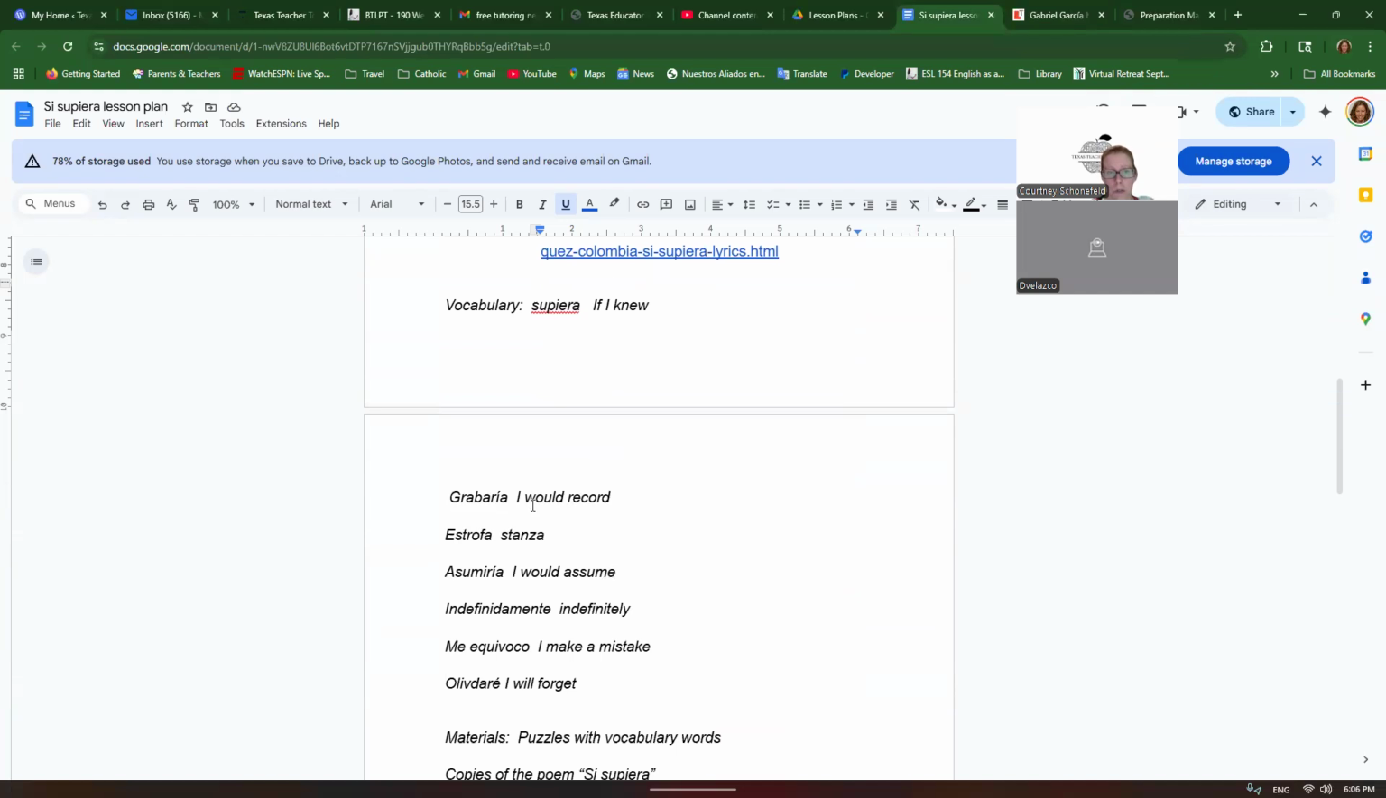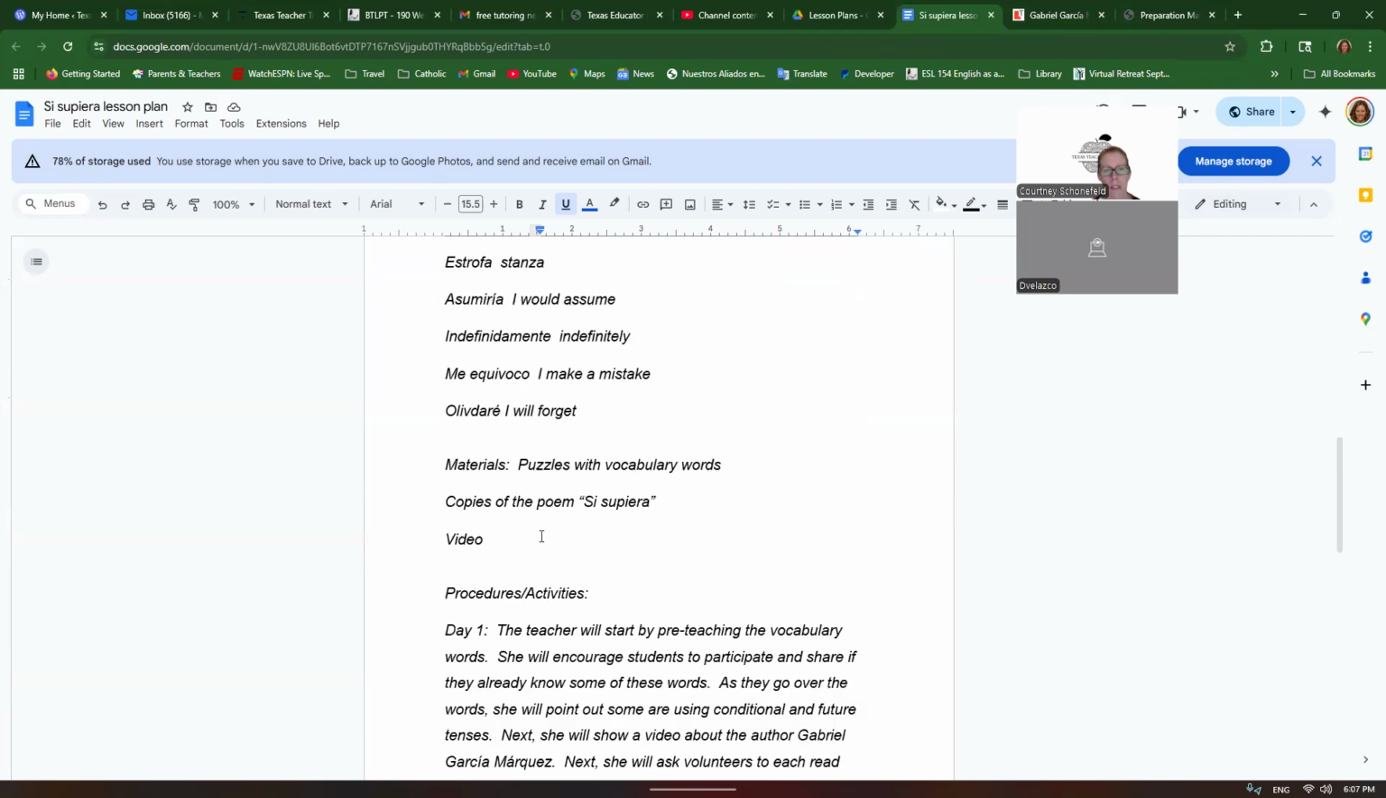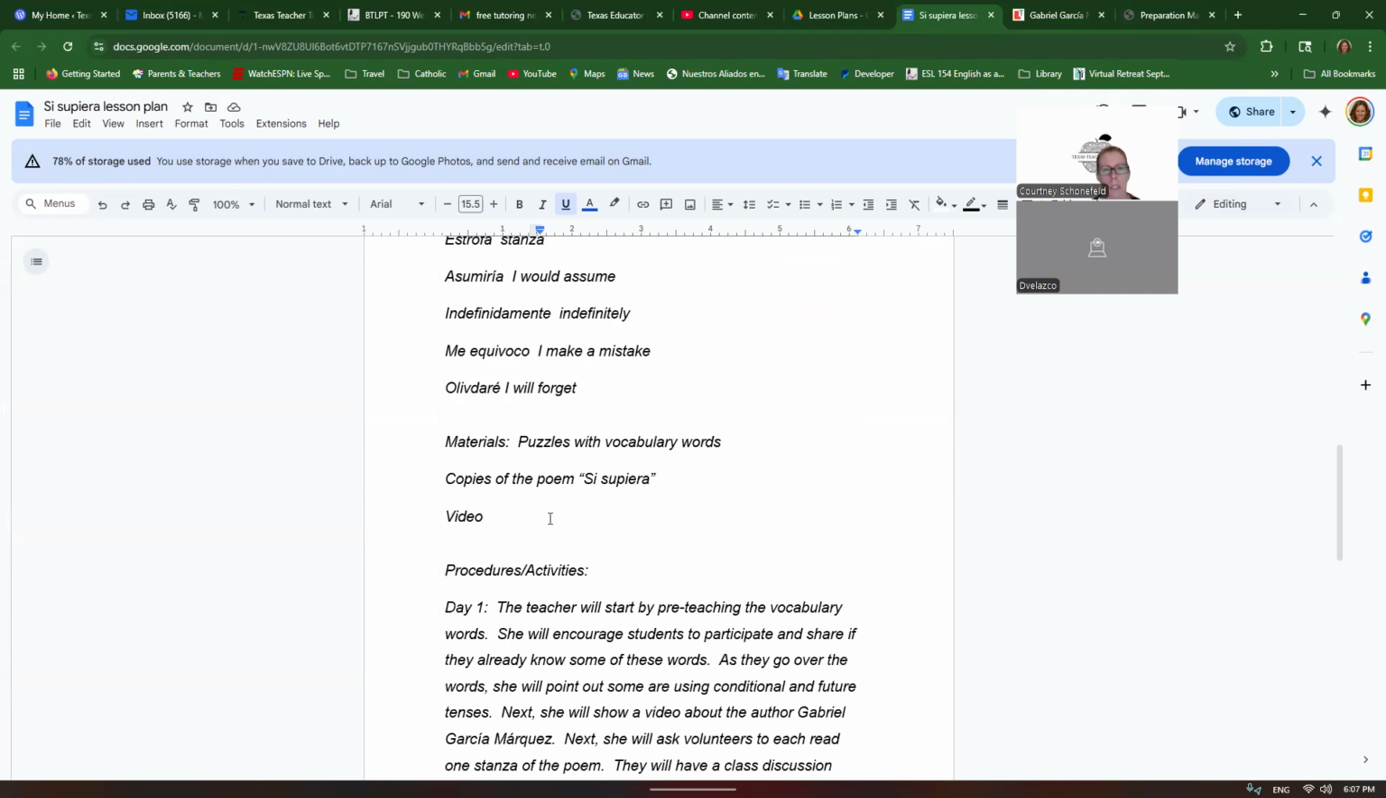Supiera, if I knew. Grabaría, estrofa, asumiría, indefinidamente, me equivoco, olvidaré. So notice I wrote the words in Spanish and English. We actually write the lesson plan in English on the LOTE, right? But I think the vocabulary words need to be written in both languages. So that's the vocabulary words. Materials: puzzles with vocabulary words, copies of the poem Si Supiera, and a video.